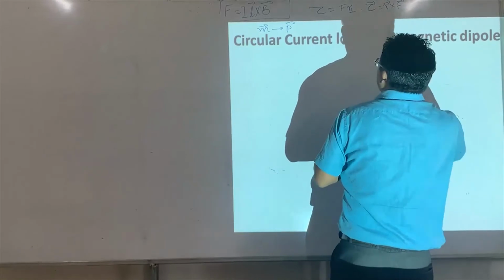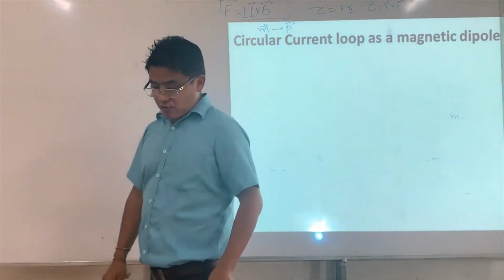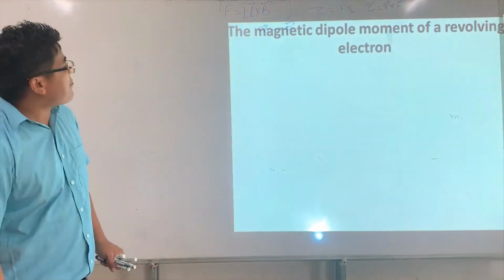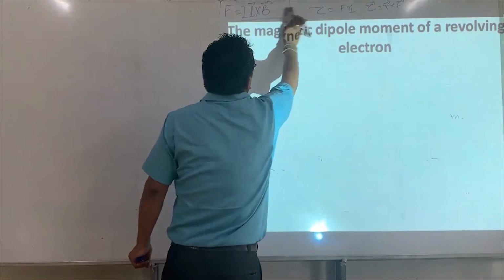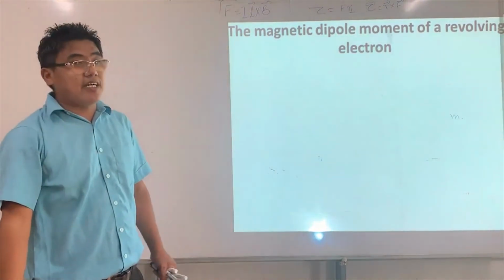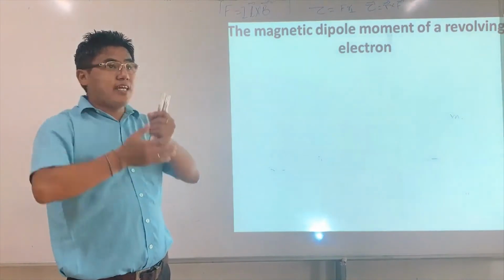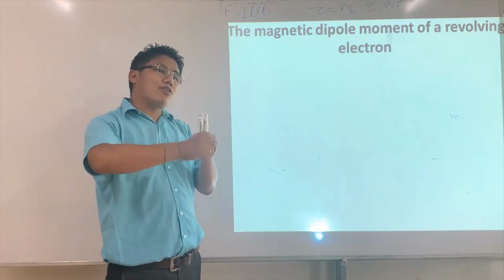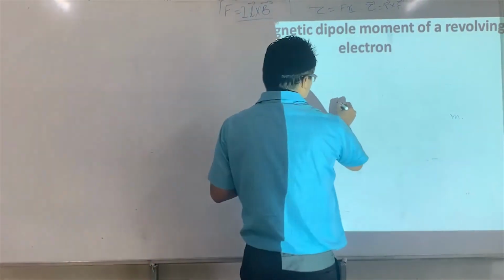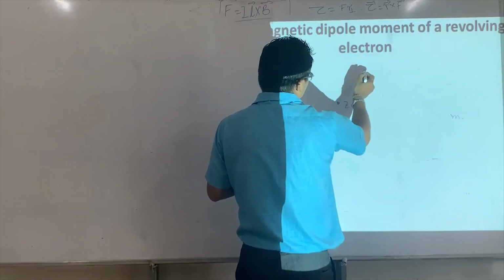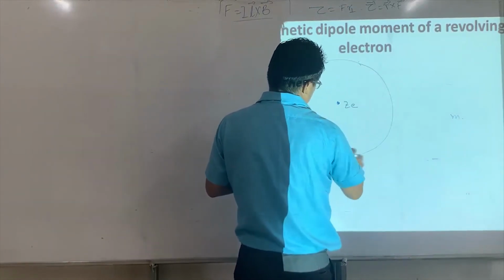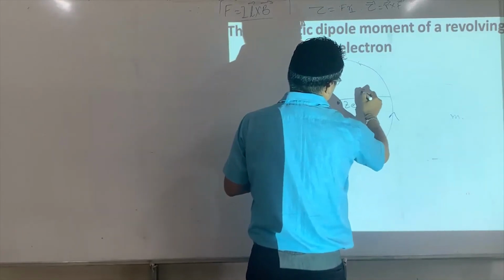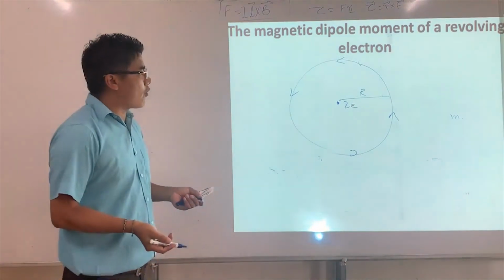Now we would like to see revolving electrons. Let me recapitulate. Maybe in class 11 you studied this in chemistry: the Bohr model of the hydrogen atom. When we talk about the Bohr model of atoms, we say that electrons are revolving around the nucleus. This is the nucleus having charge Ze, and the electron goes around the nucleus like this, at this radius.